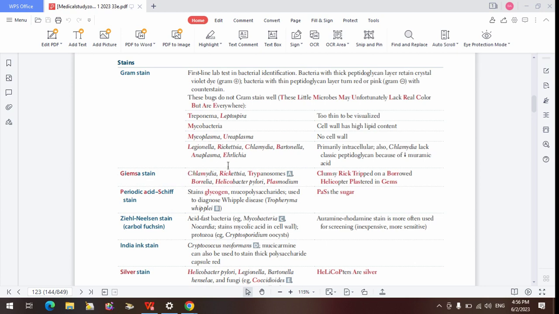The ones that we are seeing are Legionella, Rickettsia, and the likes. Those are the intracellular organisms. So let me see what I use for those ones. Okay, yes, I remember.